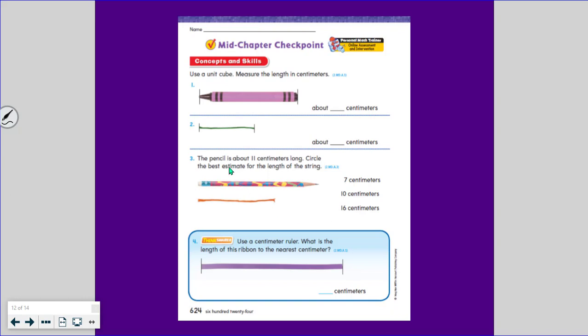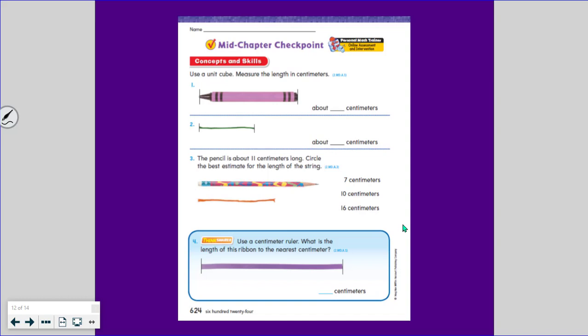Number 3, the pencil is about 11 centimeters long. Circle the best estimate of the string. So if the pencil is 11 centimeters, how long would you estimate the string is without measuring it? You're not going to measure the string. We already know the pencil is 11. About how long is the string? Is it 7 centimeters, 10 centimeters, or is it 16 centimeters? Pause your video and figure out your best answer.